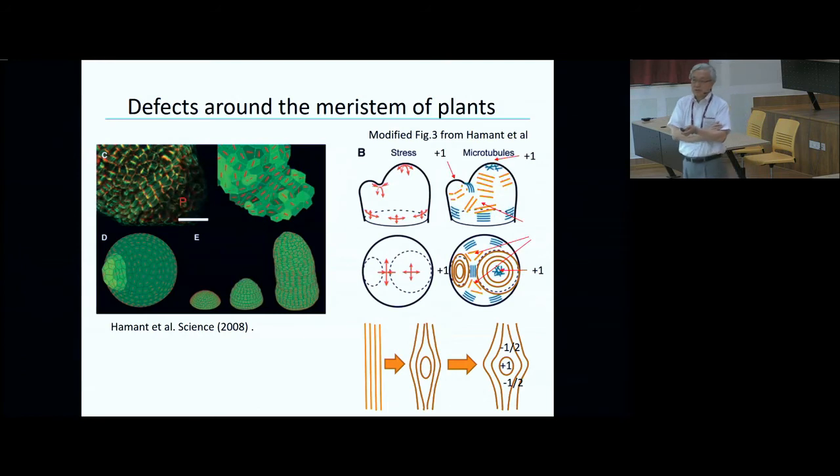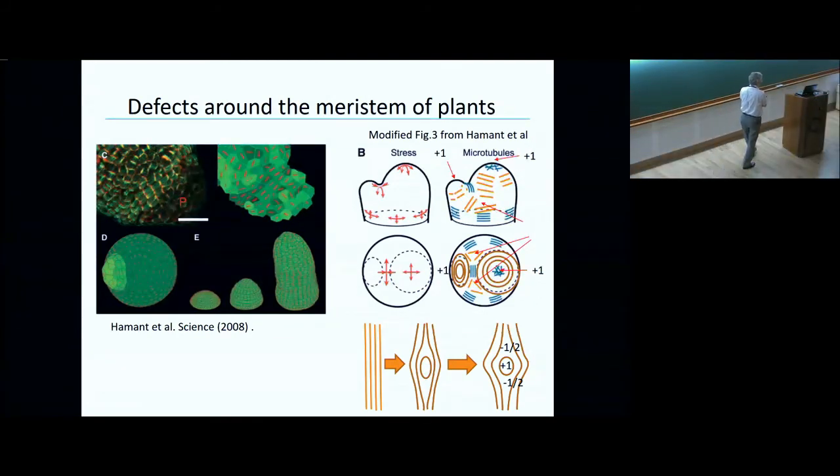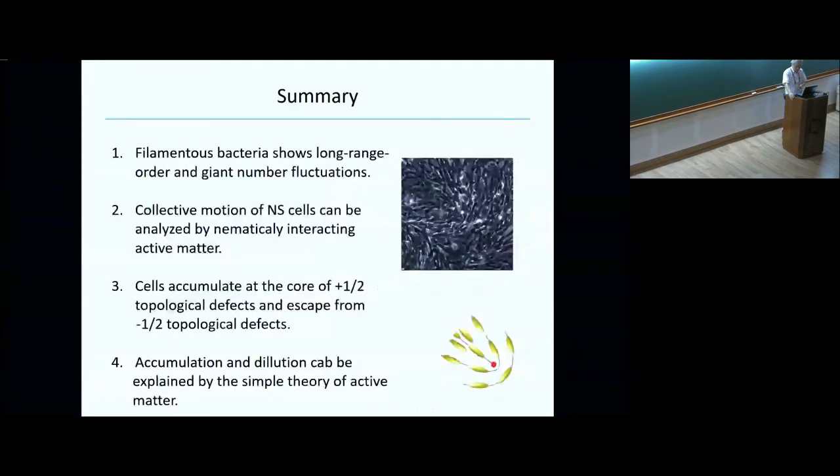And to make a new sprout, a new tip appears, and the topological charge has to be conserved. In that case, two -1/2 topological defects appear simultaneously with the appearance of the +1 topological defect at this new stem. So this kind of dynamics related to topological defects in active matter may be playing some role in the development of biological systems.